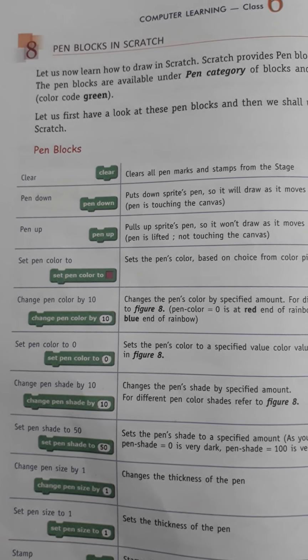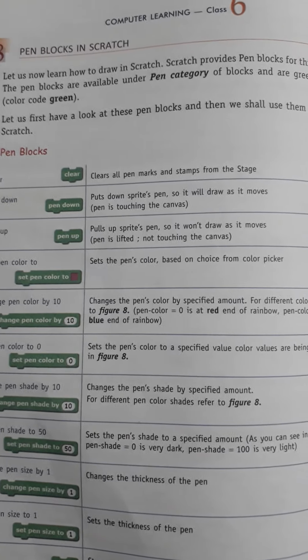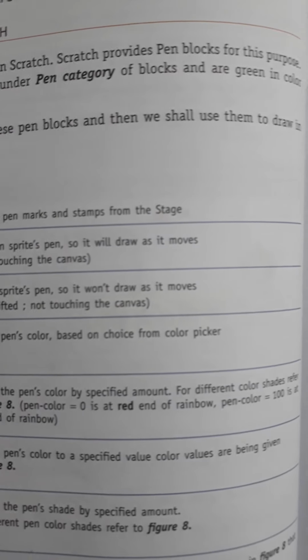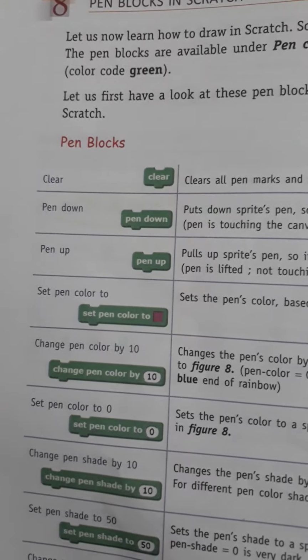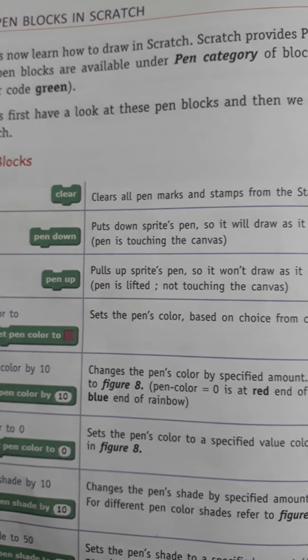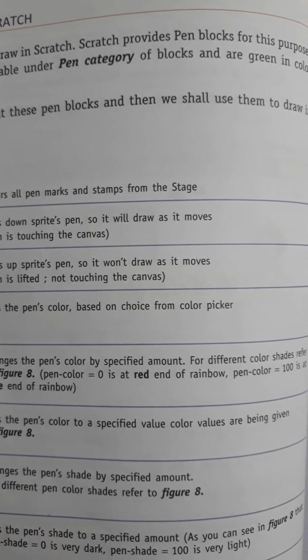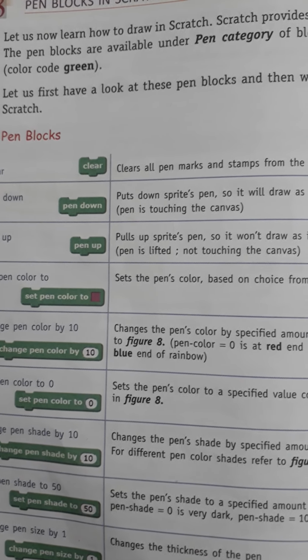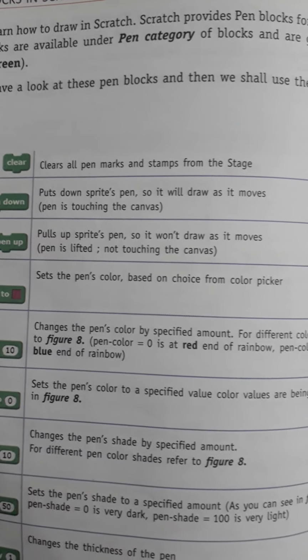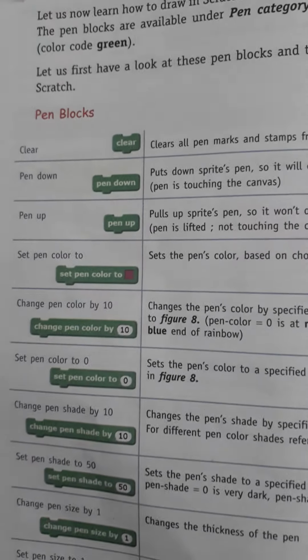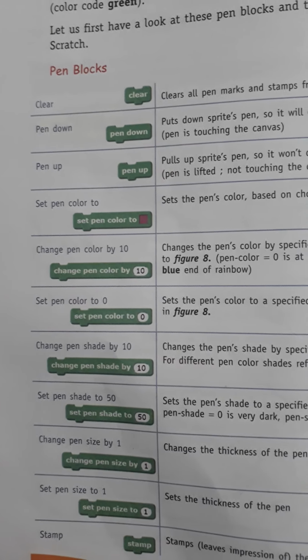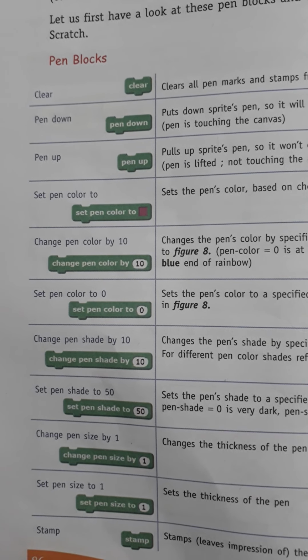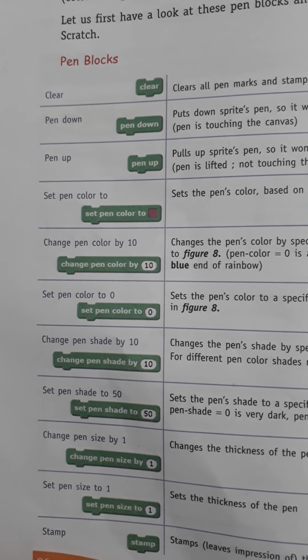Let us now learn how to draw in Scratch. Scratch provides pen blocks for this purpose. The pen blocks are available under the pen category of blocks and are green in color. Let's first have a look at these pen blocks and then we shall use them to draw in Scratch. There are many blocks in the pen category, so let's see the different blocks.